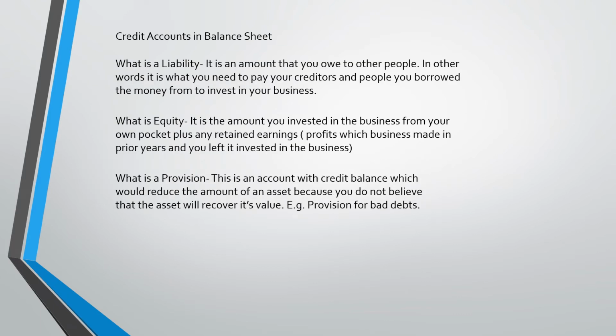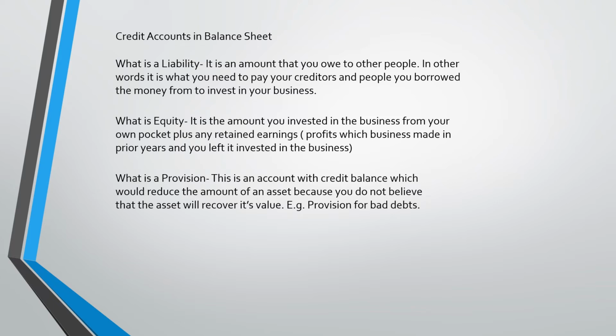Let's talk about credit accounts in balance sheet now. These are the items which are appearing on the right side of the balance sheet. It could be a liability, it could be an equity, or it could be a provision. Liability is the amount you owe to other people. It can be your suppliers, or it could be somebody you borrowed the money from to invest in your business.